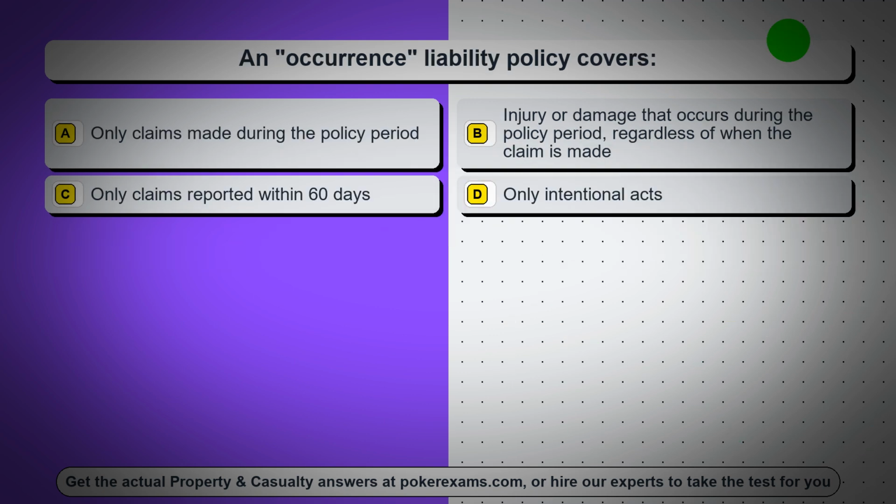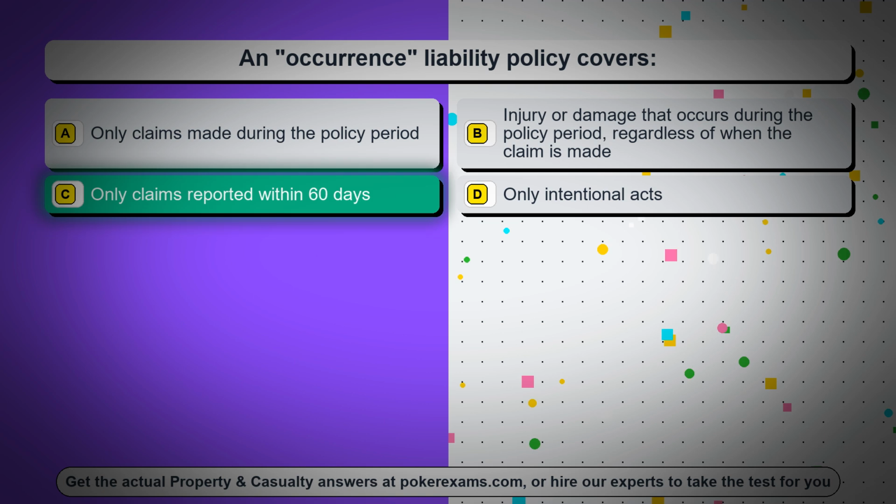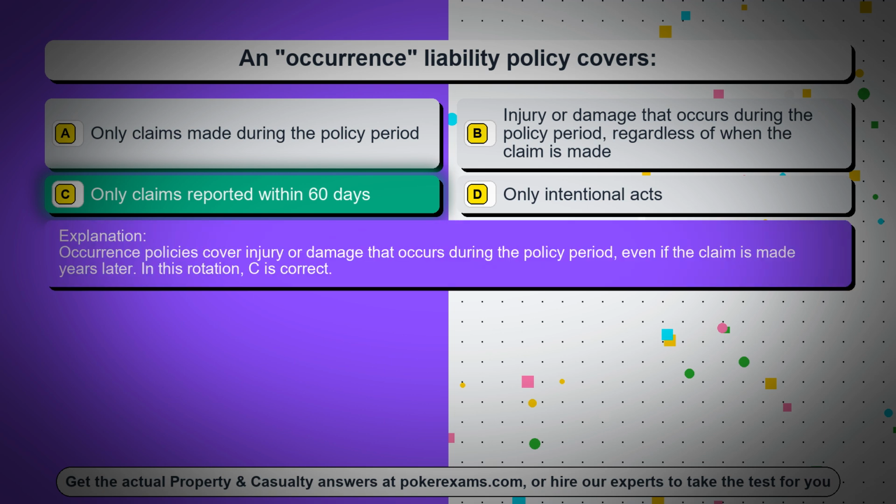Question 8. An occurrence liability policy covers Option A, only claims made during the policy period, Option B, injury or damage that occurs during the policy period, regardless of when the claim is made, Option C, only claims reported within 60 days, Option D, only intentional acts. The correct answer is Option C, only claims reported within 60 days. Occurrence policies cover injury or damage that occurs during the policy period, even if the claim is made years later. In this rotation, C is correct.